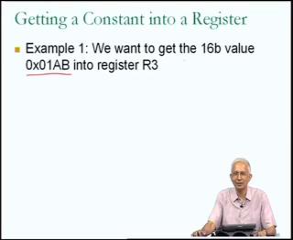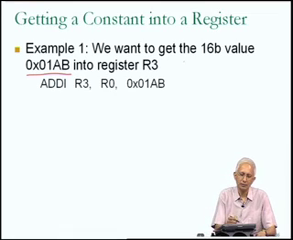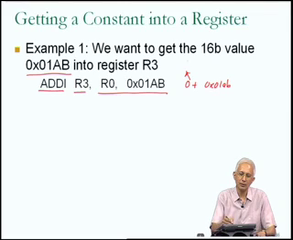Where can I get the value 0 from? Fortunately, I have the value 0 always available in register R0. And therefore, with a single instruction, add immediate R3 R0 0x01AB, I can achieve my objective. Remember that in this instruction, add immediate, R3 is the destination, R0 and hex 01AB are my 2 source operands. R0 always contains the value 0. Therefore, what this instruction is doing is adding 0 to the hex value 01AB and putting this into register R3. In other words, it is putting this constant value into register R3, which is what I wanted to do.